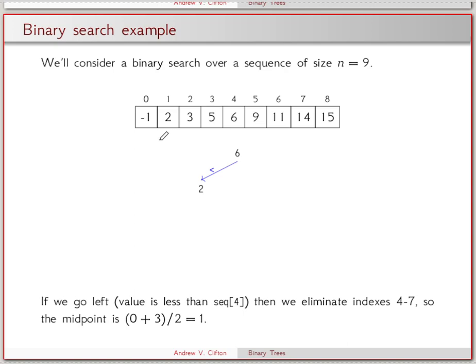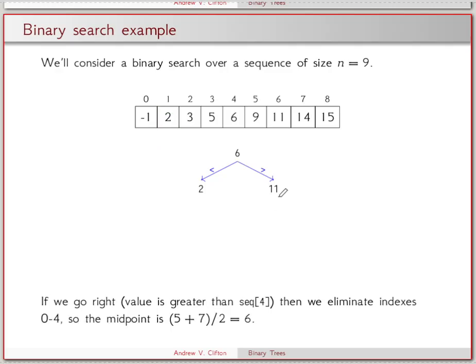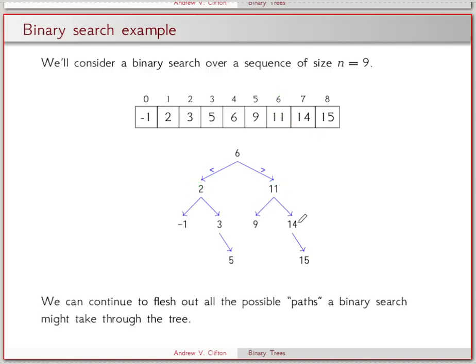If I go left, then the midpoint of this section is 2. That would be the thing that I would check if the value that I'm looking for is less than 6. On the other hand, if the thing that I'm looking for is greater than 6, I would find the midpoint of this section, which is 11. So depending on whether what I'm looking for is less than or greater than 6, I'm either going to go to 2 at index 1, or I'm going to go to 11 at index 6. And then you can plot out the rest of it and get a full map of the way that a binary search would go.